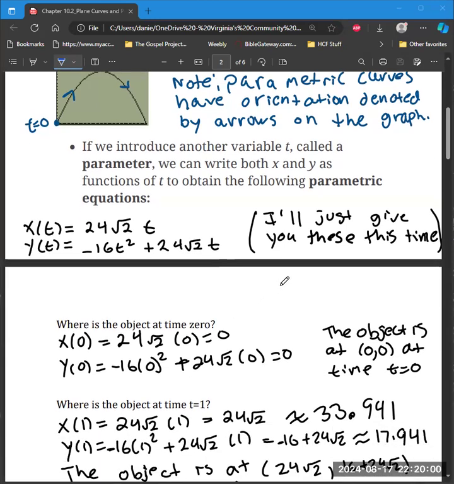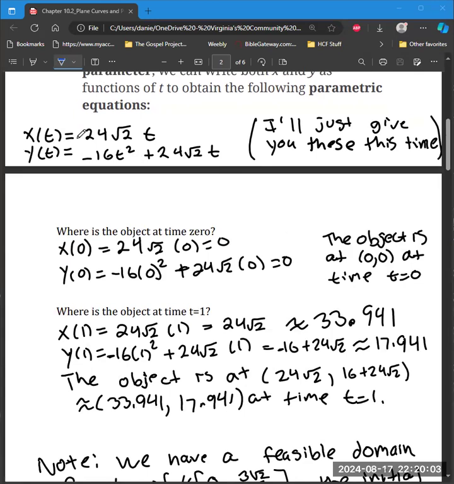So let's look now at the questions we might be asked for a system of parametric equations like this. Where is the object at time equals 0? So we have x written as a function of t, y written as a function of t. We'll put 0 in for t in both equations. And when we do that, we come out with 0, 0 as our ordered pair. We need to write our ordered pair as our answer, since we have both an x and a y as a solution at time t equals 0.